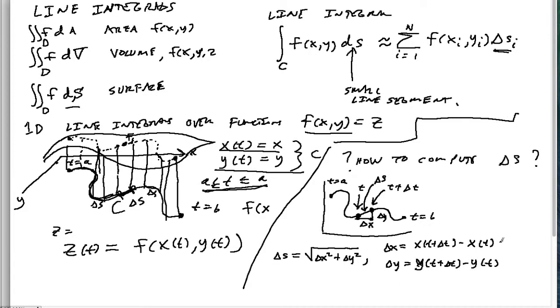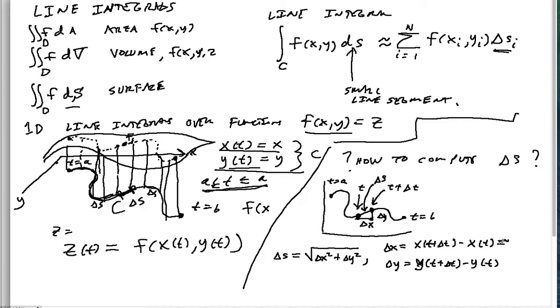But we know from linear approximation theory, we're going to assume this curve is smooth in the sense that both x of t and y of t have derivatives. We won't talk about any curves that have jagged edges on them. We're just going to talk about smooth curves. And we can represent this difference then as a derivative.